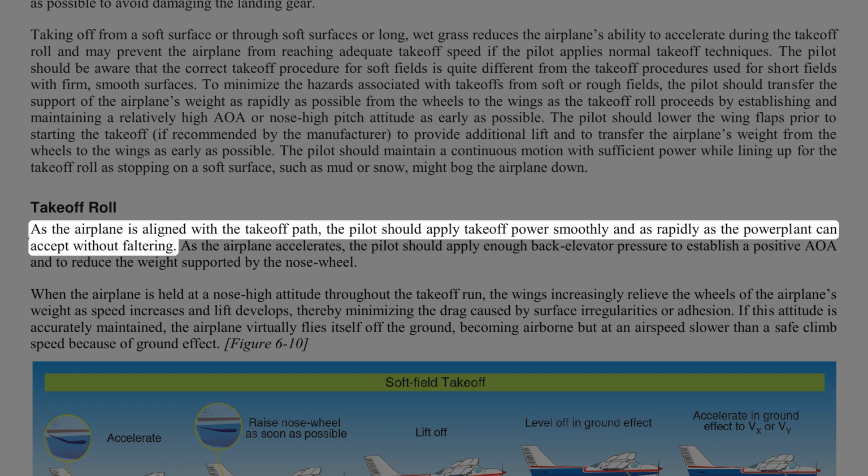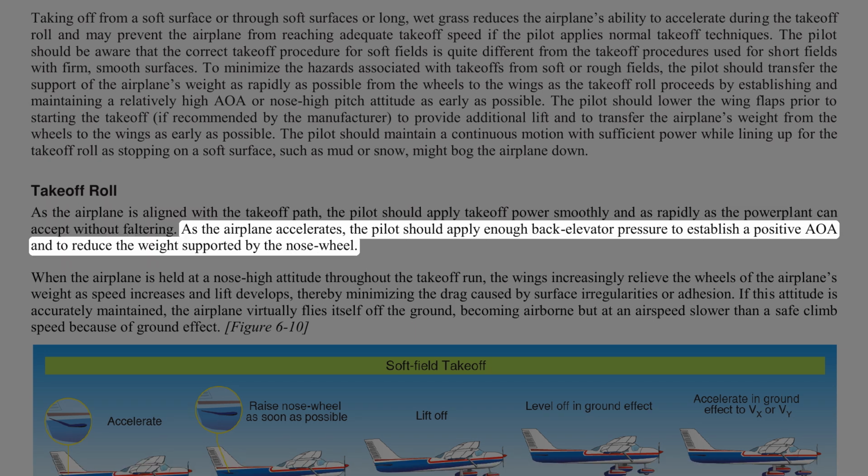Takeoff roll. As the airplane is aligned with the takeoff path, the pilot should apply takeoff power smoothly and as rapidly as the power plant can accept without faltering. As the airplane accelerates, the pilot should apply enough back elevator pressure to establish a positive AOA and to reduce the weight supported by the nose wheel.